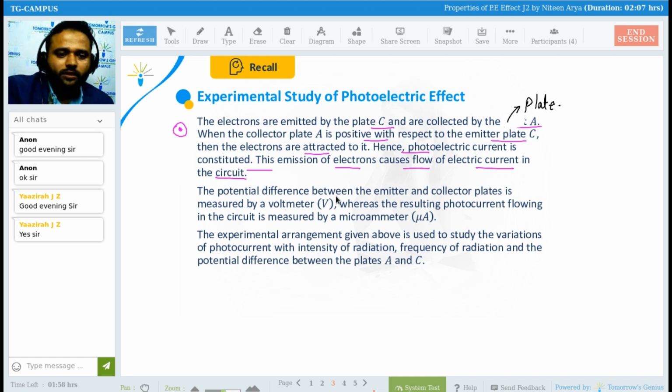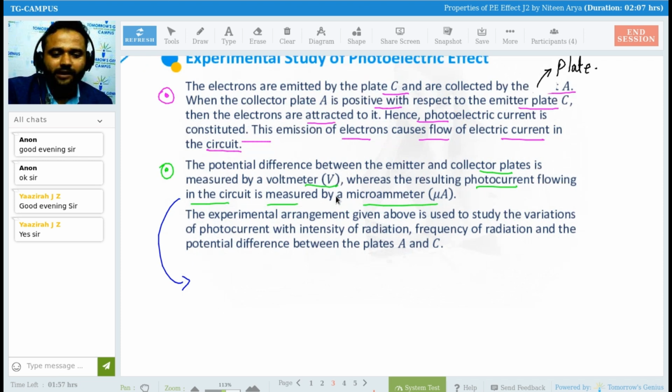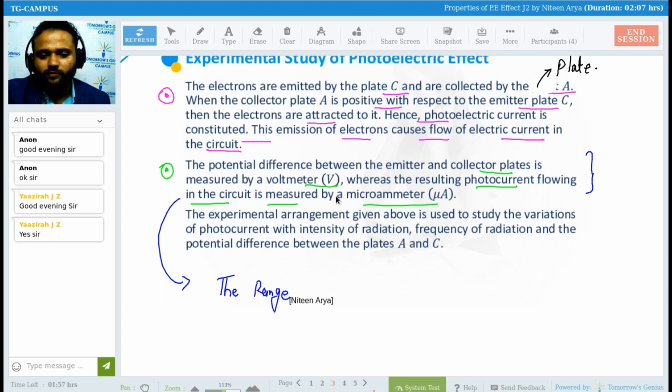Okay. The next point is that the potential difference between the emitter and the collector plate is measured by the voltmeter V. Whatever potential difference we create, that is measured by V, whereas the resulting photocurrent flowing in the circuit is measured by a micrometer. Obviously, that is a very normal thing to understand. From this particular second paragraph, you can note one point: the range of photocurrent.